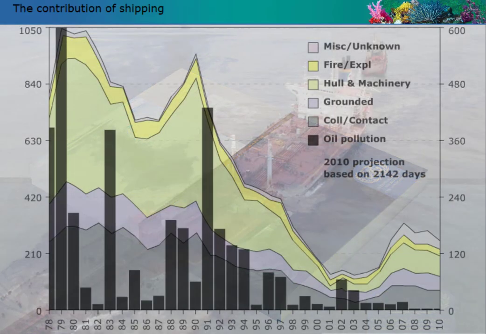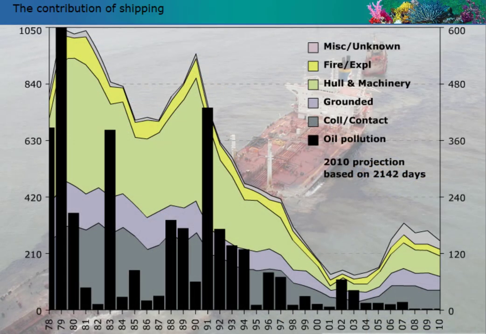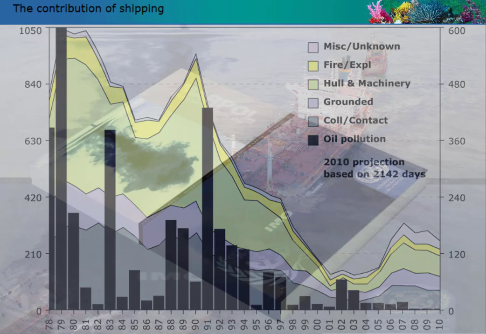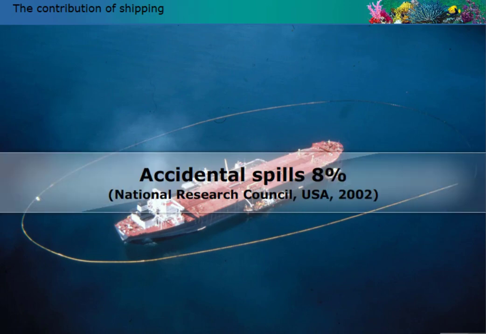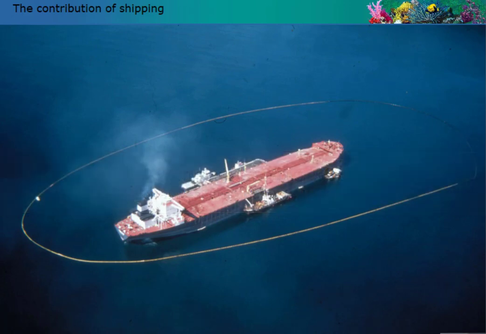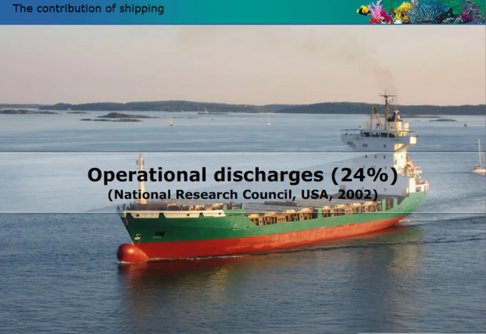Oil pollution from ships probably reached its peak in 1979 and has been declining since then. Even though more and more oil is transported by ships, the number of accidental spills from tankers and other ships has clearly decreased since 1990. In 2002, shipping accidents were estimated to be responsible for 8% of the oil entering the sea. Operational discharges were responsible for about 24% of the oil entering the sea.